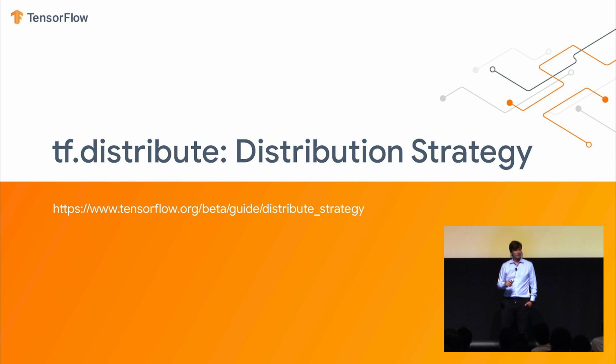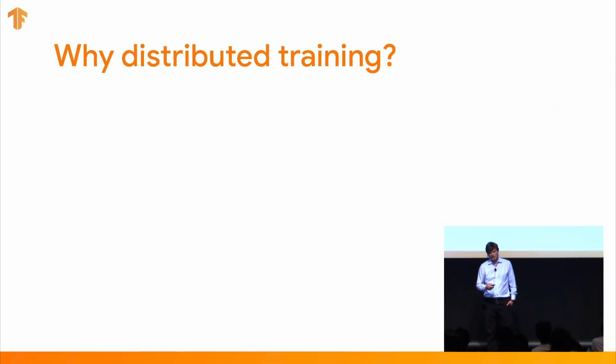So this concludes the first part of my talk, in which I talked about tf.data. In the second part of my talk, we're going to talk about the distribution strategy API. Similar to the first part of our talk, where we asked ourselves why we need an input pipeline API, let's start by asking ourselves: why do we need to do distributed training? Why do we need the distribution strategy API?